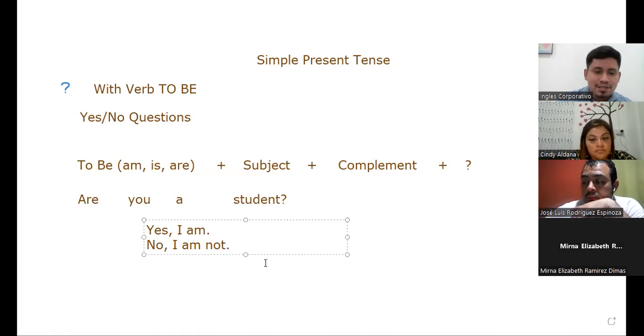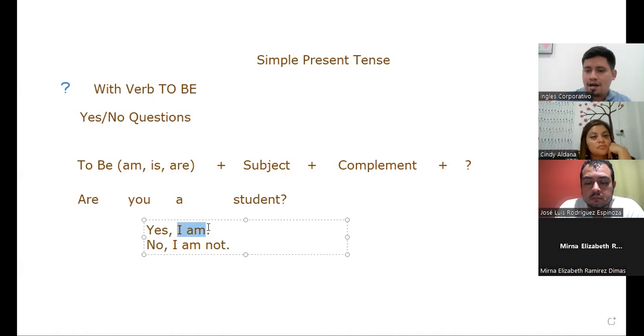Possible answers. Just be careful, because the subject and the words will depend on the questions that people ask. For instance, if we're using the subject you, that means it is a specific question for someone, and that person needs to answer using the pronoun I, because that's a direct question. Then we have the indirect questions when we use he, she, or it, okay?